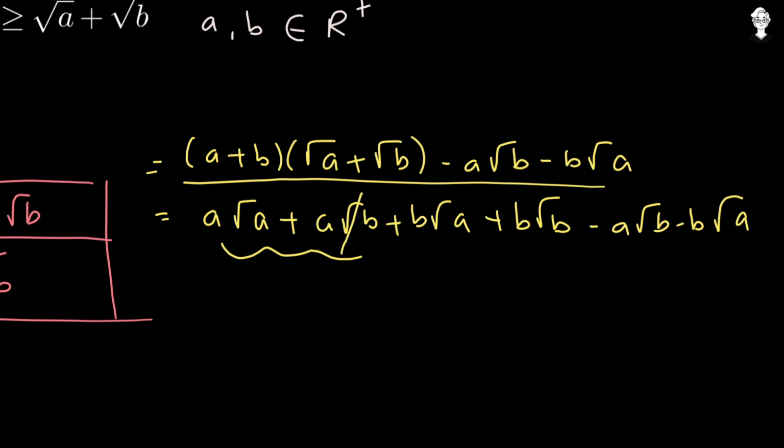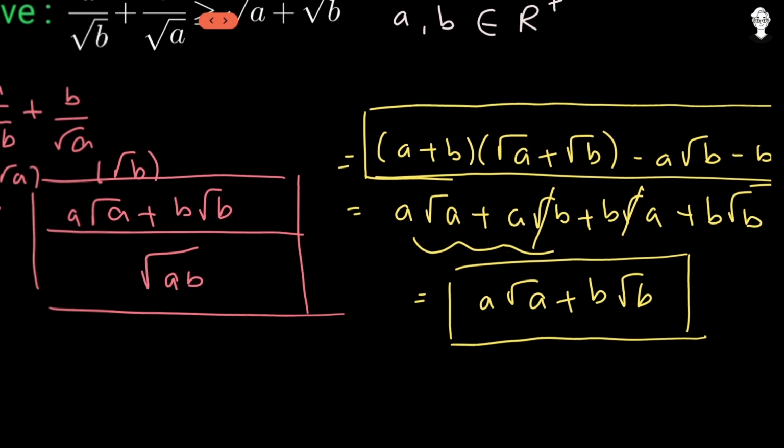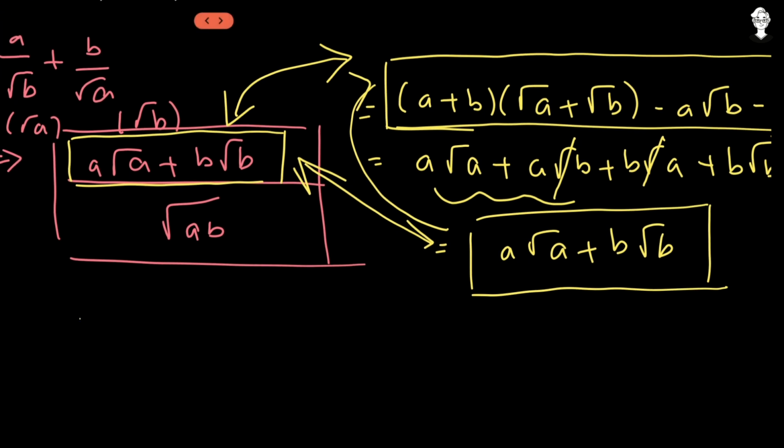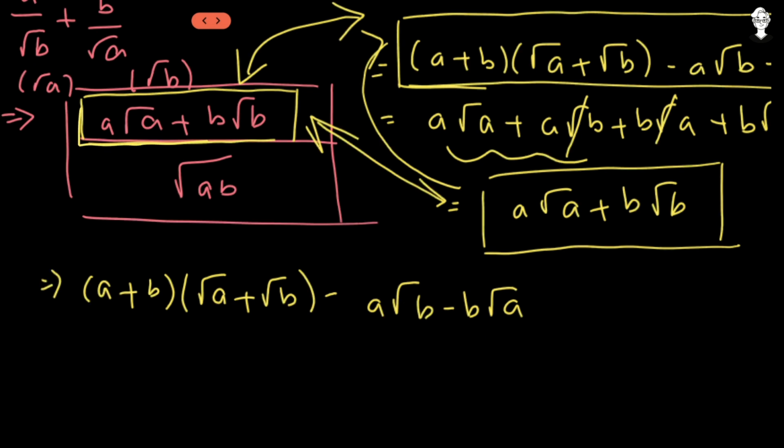So we can see that a root b, negative a root b, positive b root a and negative b root a got cancelled out. So what we get is a square root of a plus b square root of b. We get this after we simplify. So look carefully that the numerator part is a square root of a plus b square root of b, and this is also equal to this. So the numerator can be replaced with a plus b multiplied with square root of a plus square root of b minus a square root of b minus b square root of a. This will also give us a root a plus b root b, and this is getting divided by square root of ab.